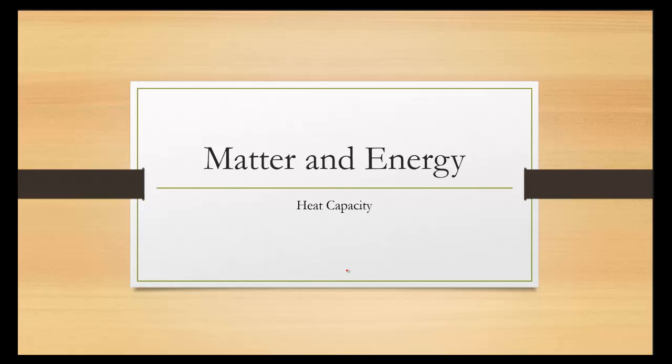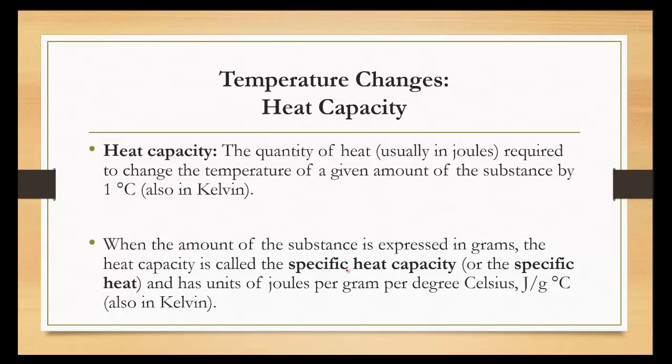In this tutorial, we will be discussing specific heat and heat capacity. Heat capacity is the quantity of heat, usually in joules, required to change the temperature of a given amount of a substance by 1 degree Celsius, which incidentally is also 1 degree Kelvin.